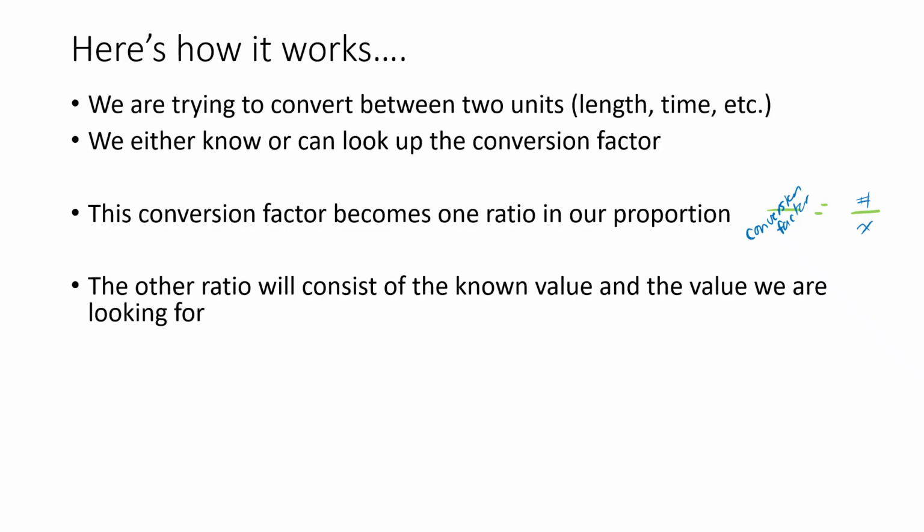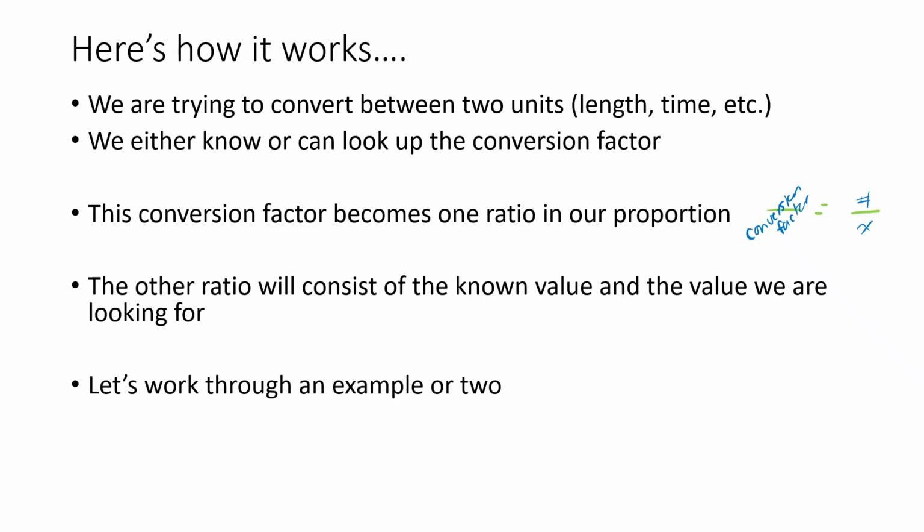So you're going to have one ratio that is your conversion factor, and then the other ratio is going to have the thing that you're trying to convert, say 3 minutes, and you want to convert 3 minutes into hours, and so the hours would be your unknown.